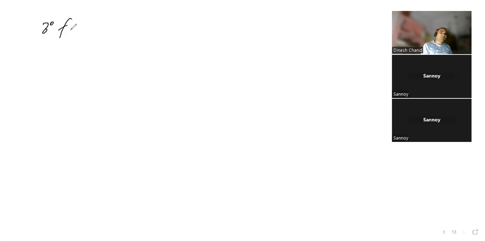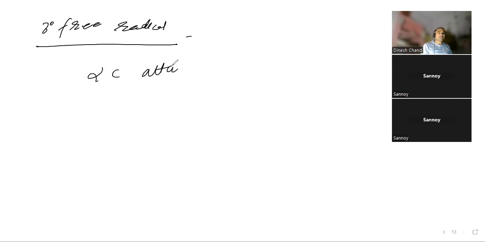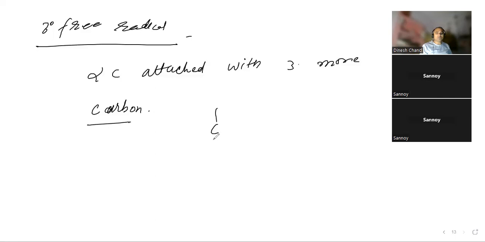3 degree. The alpha carbon is attached with 3 more carbon. So if the alpha carbon is attached with 3 more carbon, an example you can write like that: here is CH3, this is CH3, this is CH3. So this is 3 degree. Is it okay? Can I erase?